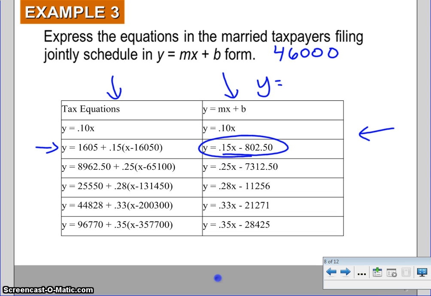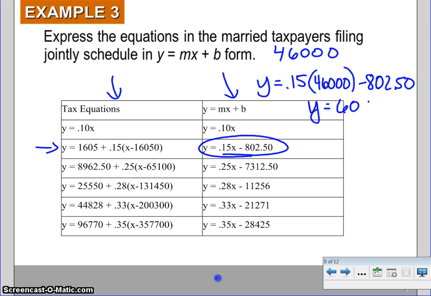So we get y equals 0.15 times 46,000 minus 802.50. Oops, decimal in the wrong place. Give me just a second to fix that. So once I do my multiplying through, I end up with y equals $6,097.50.